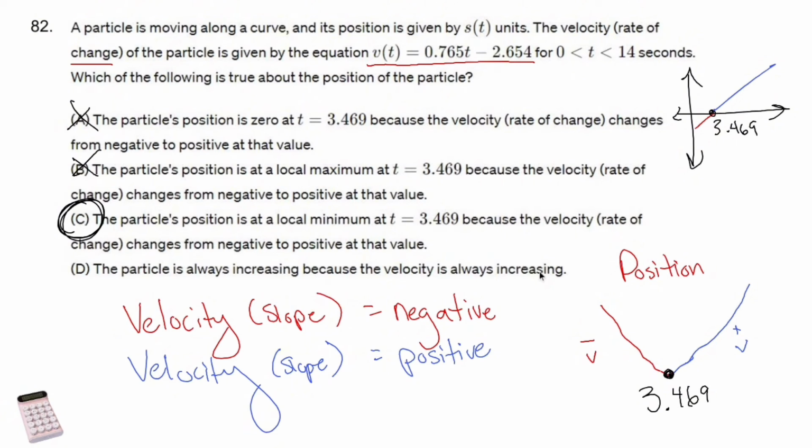The velocity always increasing has nothing to do with where your position is. It just means you're speeding up. And if you're going down a hill, you're probably going to speed up at some point. So yeah, there you have it. Very strange problem, very different problem.